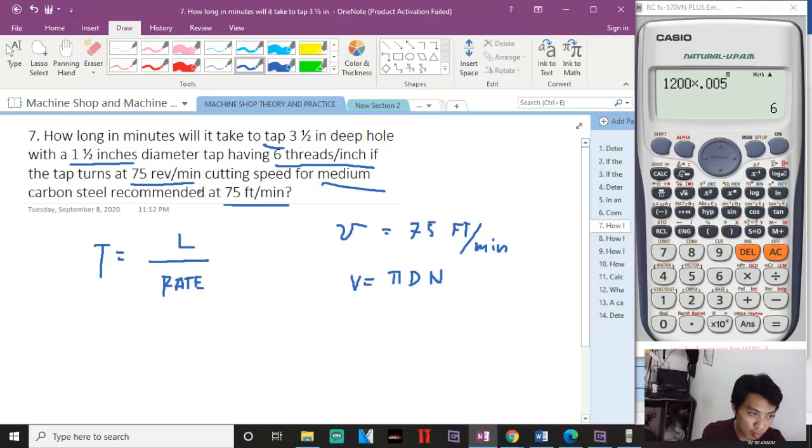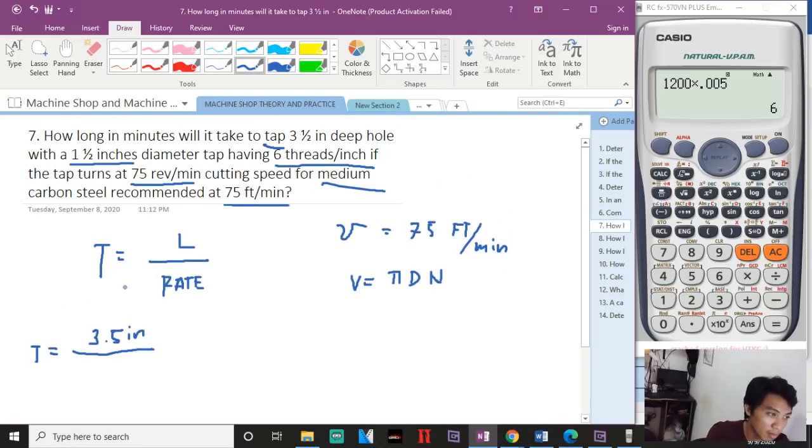So, 6 threads per inch. Meron kang length. Ang hinahanap is time. So, length is 3.5 inch. Okay? Yung revolutions per minute. Ano mga gamitin mo? Ito or ito? Mas magandang gamitin ko si revolutions. Bakit, sir? Kasi, yung revolutions na yan, makakancel yan. Okay? Paano mo makakancel? E di, 1 revolution is 2 pi.